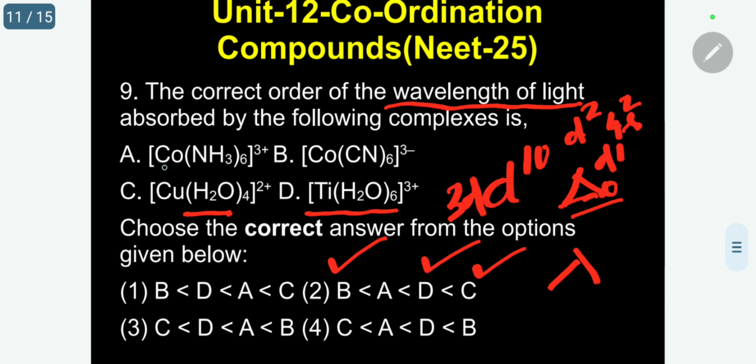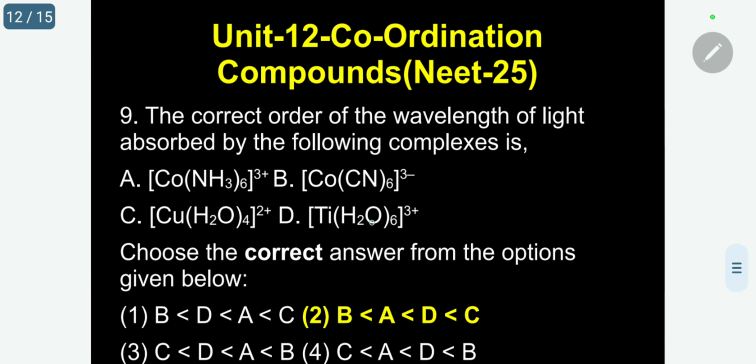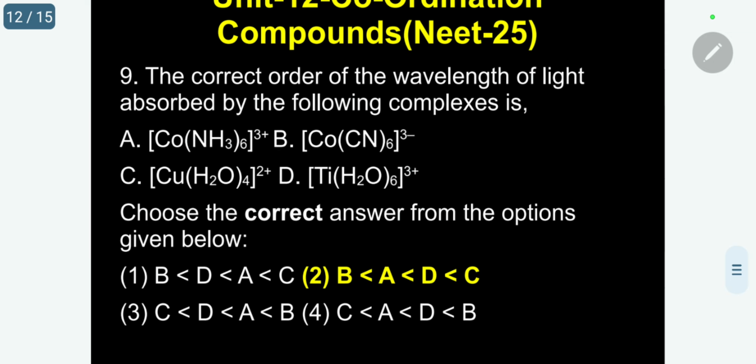Now come to A, B and C. That is A, ammonia ligand, and B, CN ligand. CN is the strong ligand. Strong ligand means higher crystal field splitting and lower lambda. So B has the lowest lambda, and automatically A will have the next lesser lambda. Probably 2 will be the correct answer.